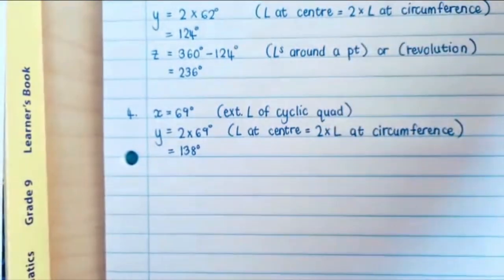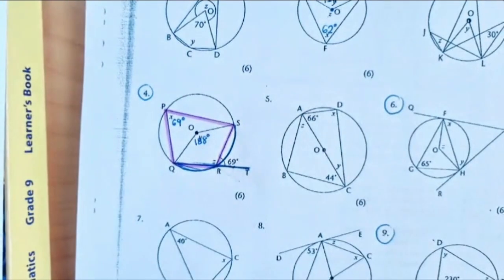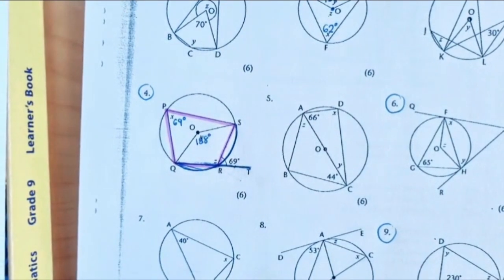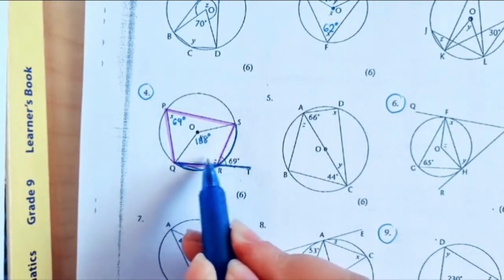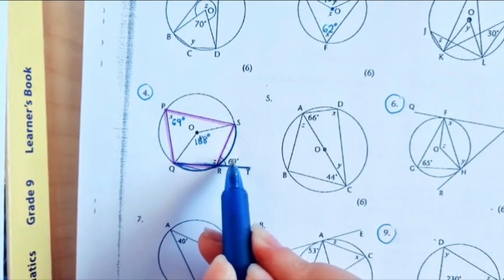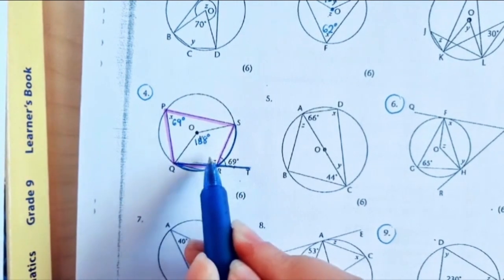Okay, so 2 times 69 is 138. Right, 138 degrees. That is the size of y. Okay, last one, we need to find z. Now we have 2 options here. We can use angles on a straight line, right? Yes, 138. You can use angles on a straight line. We can say that z is 180 minus 69 because of angles on a straight line.